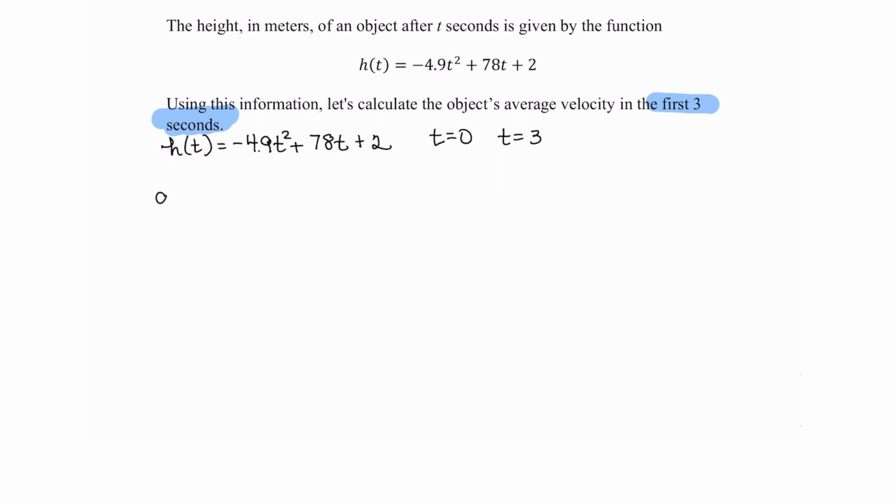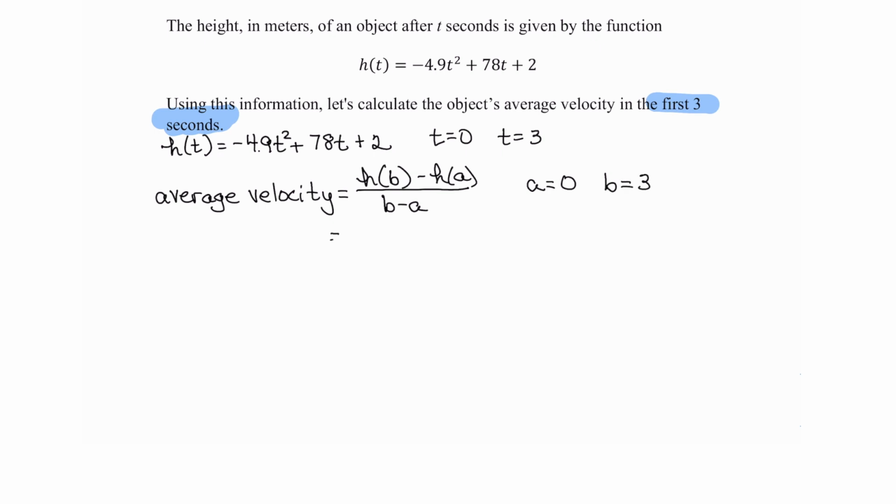Now we're going to use our average velocity formula for this, and our average velocity formula is h of b minus h of a over b minus a, where a is your start time, so here a is 0, and b is the end time, so here b is 3. So that gives me h of 3 minus h of 0 divided by 3 minus 0.